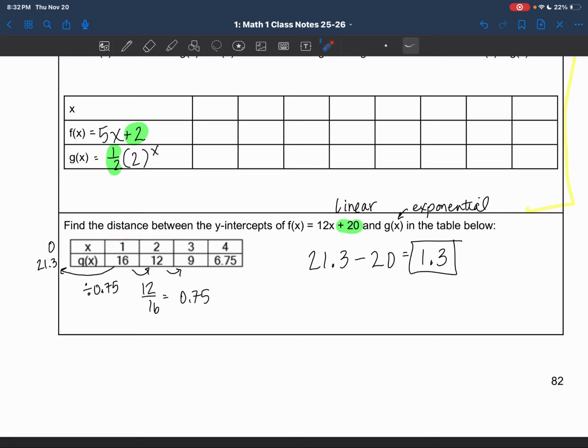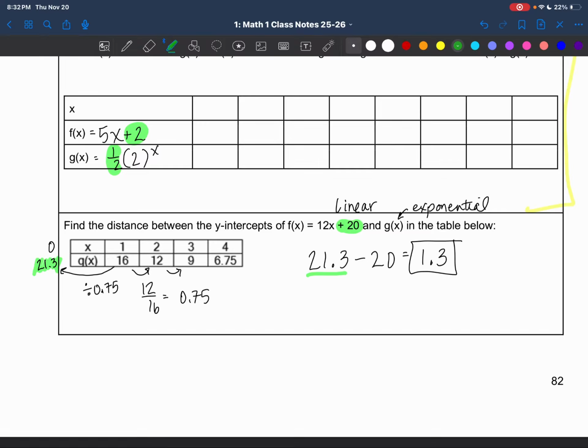So what I actually did was I extended the table this way, and I made 0 here. And if we're multiplying by 0.75 this way, we're going to divide by 0.75 going this way. So I'm going to take 16 divided by 0.75, and I got 21.3. So 21.3 is your y-intercept. And that's where I got this y-intercept.